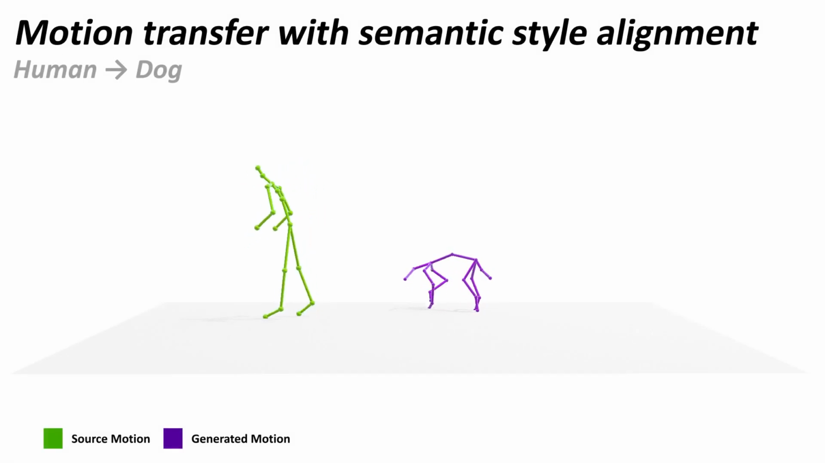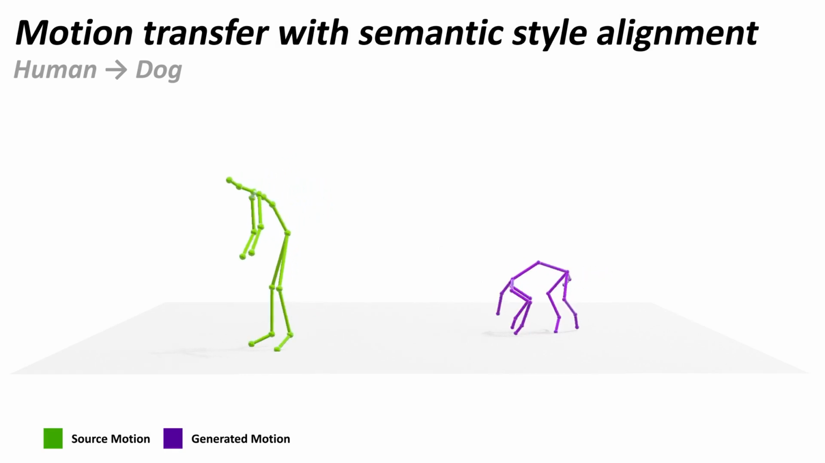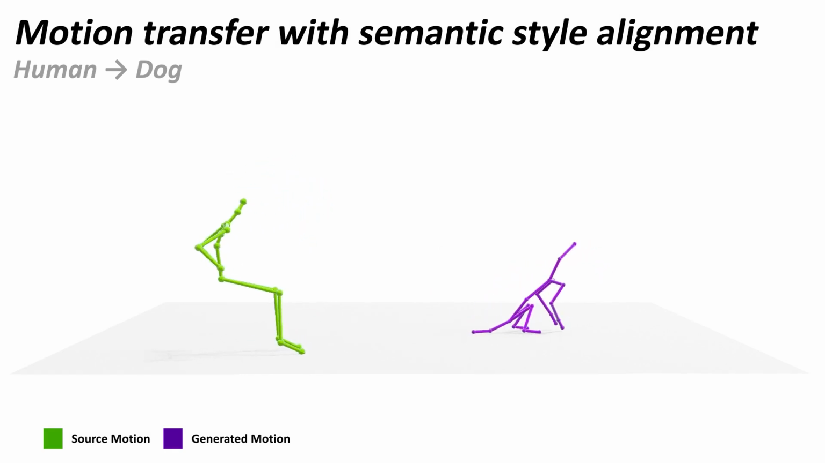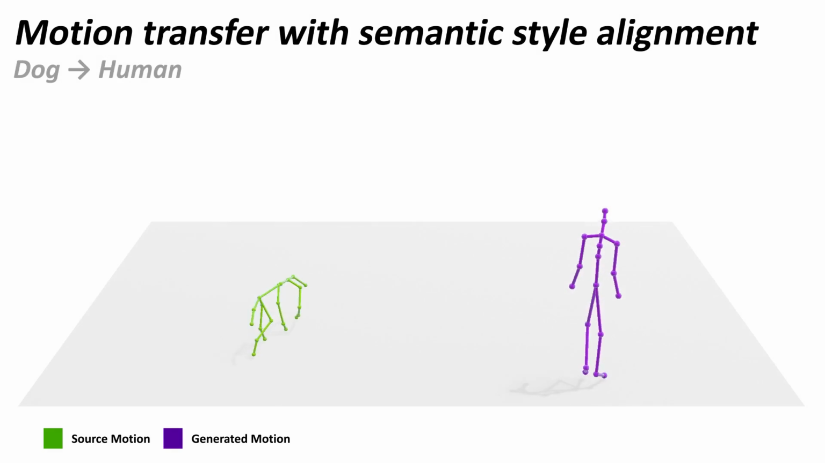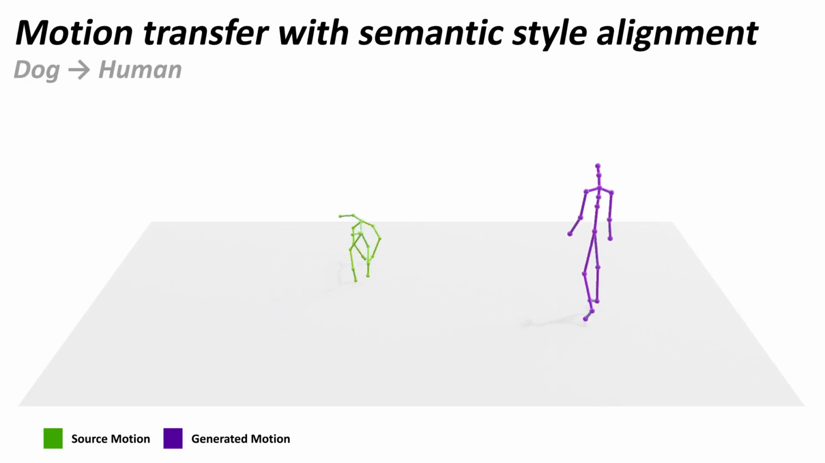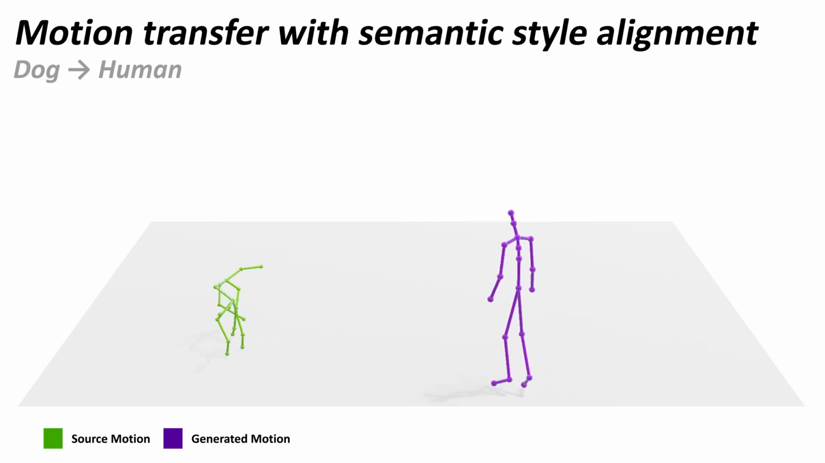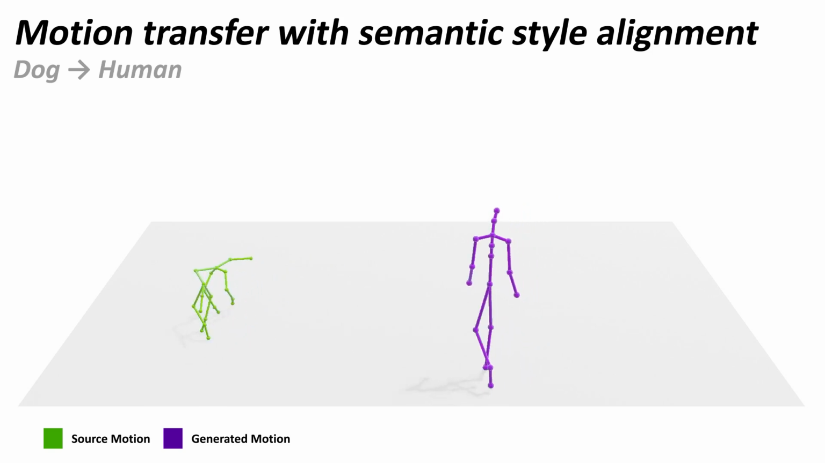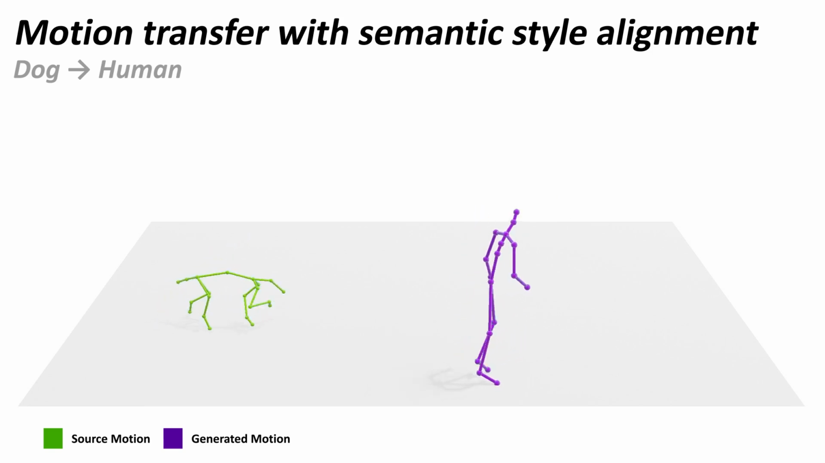Our method transfers motion across different morphologies while preserving the semantic style of the target creature. In this example, human motion is transferred to a dog, yet the dog still behaves naturally as a dog. Motion transfer is fully bidirectional, guided by morphology-agnostic signals for semantic alignment. Here, the roles are reversed. The dog provides the source motion, which is mapped to a human animation. The transferred motion closely follows both the source trajectory and its underlying semantics.